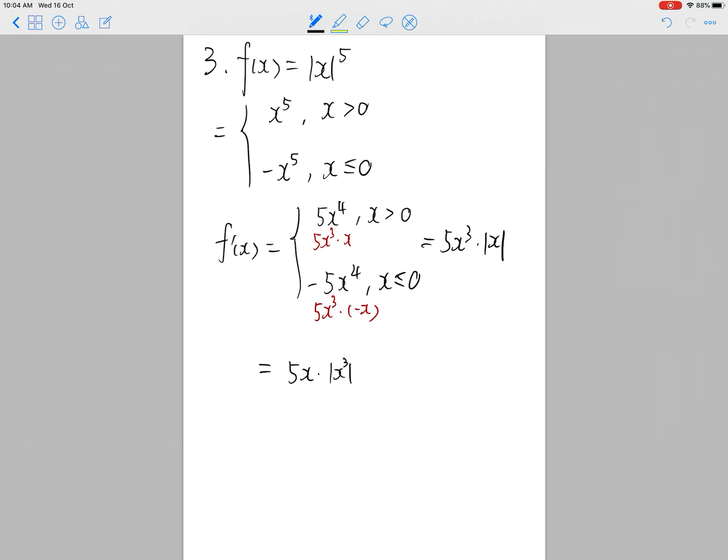Because this, you can also write it as 5 times x to the power of 3 times x, here it's positive. Here it's negative 5x to the power of 3 times x. So you combine these two, you also get this one. So both of them are correct, and you see part B is like this, right? So you choose B.